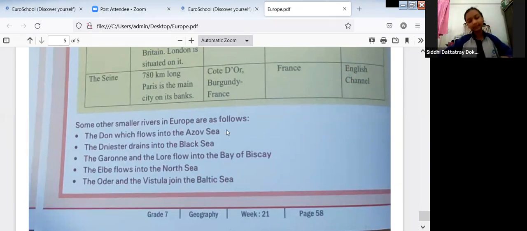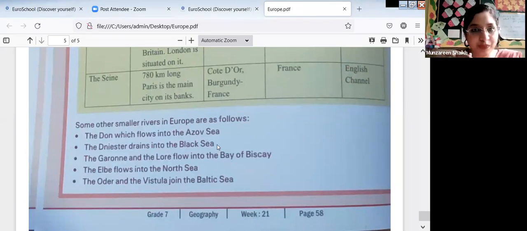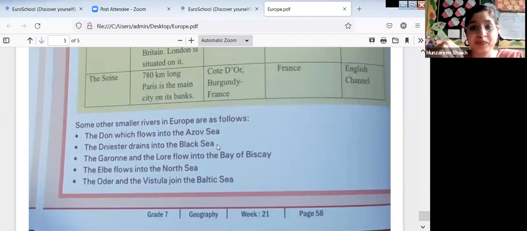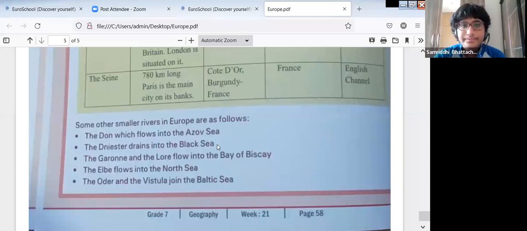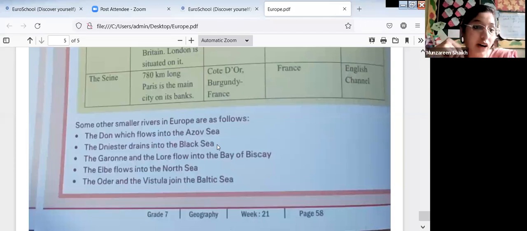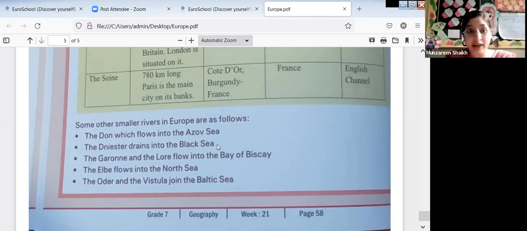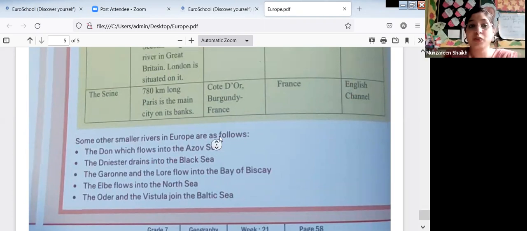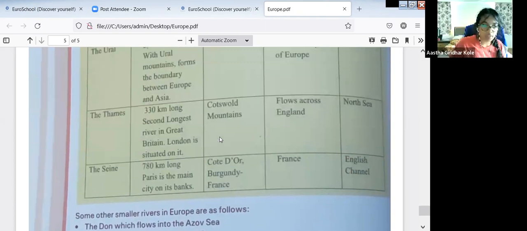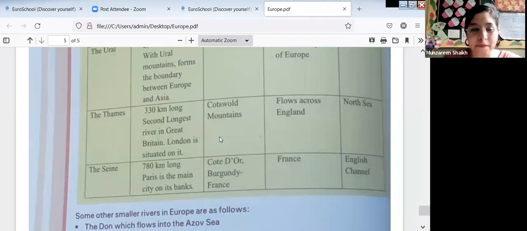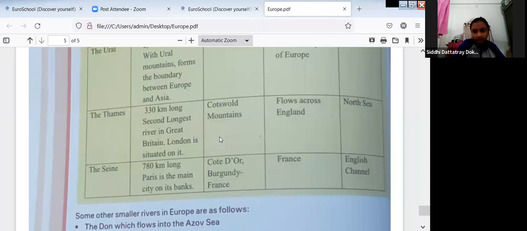Which is the longest one? The longest is Volga. Which is the second longest one? Danube. Which river has Paris on its bank? The Seine. And which river is situated in London? The Thames. Thames flows through which country? England, the whole of England.